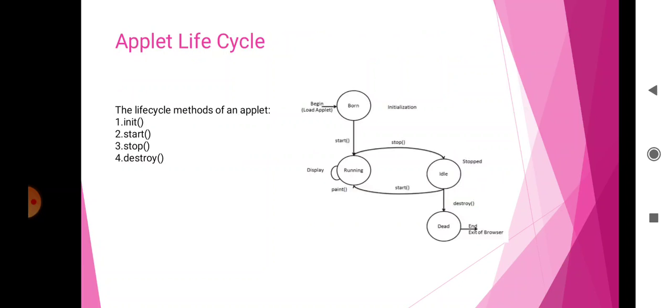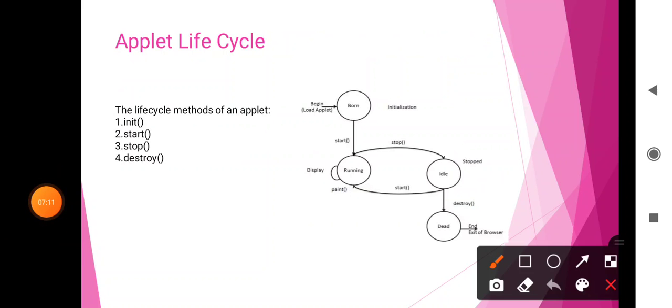The first method is init. This method is called to initialize an applet. The second is start. This method is called after the initialization of the applet. Third is stop. This method can be called multiple times in the life cycle of an applet. And the last one is destroy. As per the name, this method is called only once in the life cycle of the applet, when the applet is destroyed.